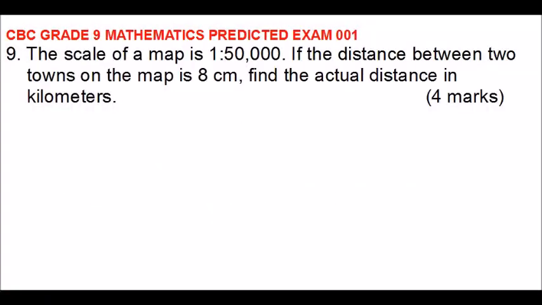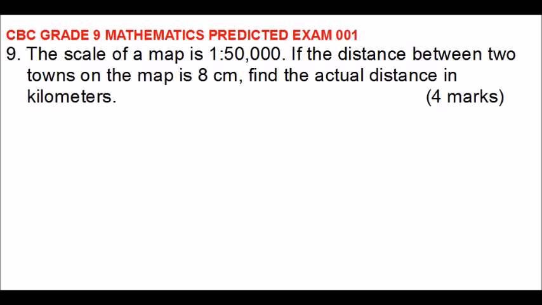Question number 9. The scale of a map is 1:50,000. If the distance between two towns on the map is 8 centimeters, find the actual distance in kilometers. Now, when we are drawing a map, we normally use what we call a scale, because we cannot represent, for example, Nairobi City on a piece of paper. So we use a scale. This scale here is read as 1:50,000.